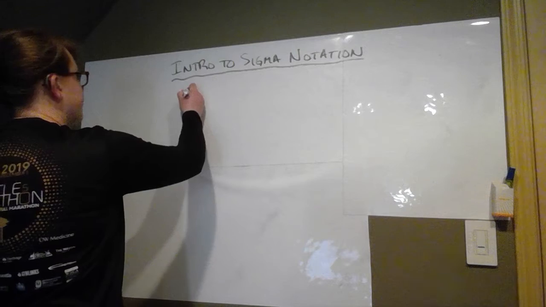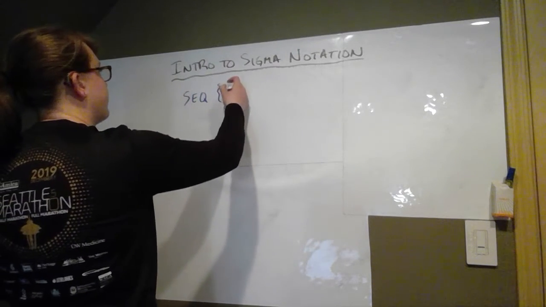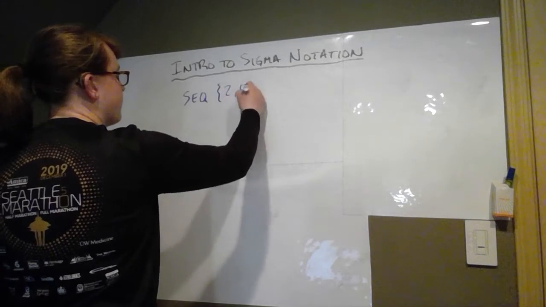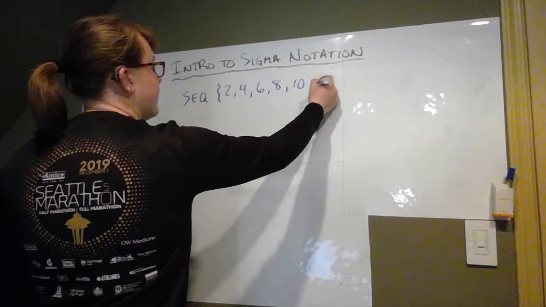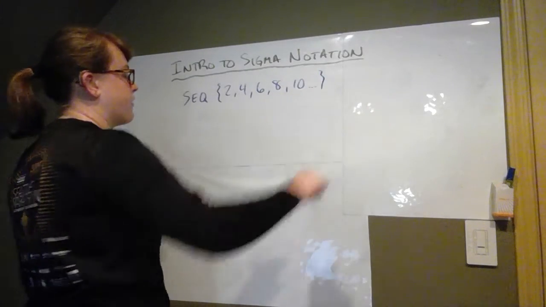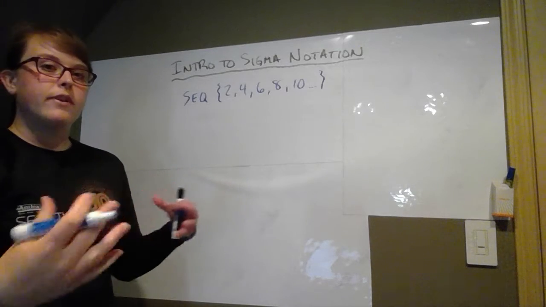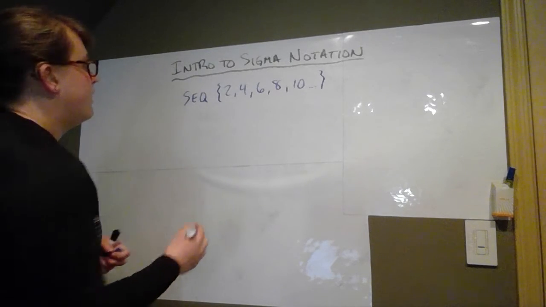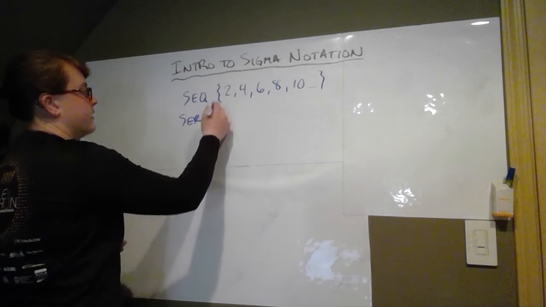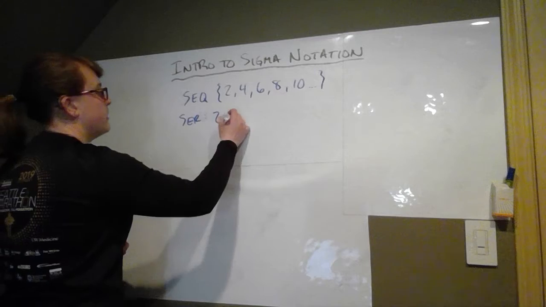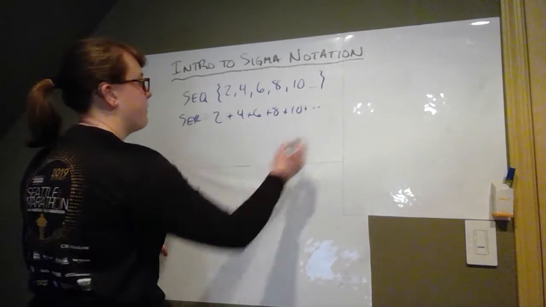Remember, a sequence, you might remember from advanced algebra trig, is just a list of numbers. So maybe 2, 4, 6, 8, 10 would be the numbers in a sequence. And it can continue on after that, or it can stop. That would be a finite sequence if it stopped, or an infinite sequence if it went on forever. So then a series is just the sum of a sequence. So 2 plus 4 plus 6 plus 8 plus 10 plus continuing on.